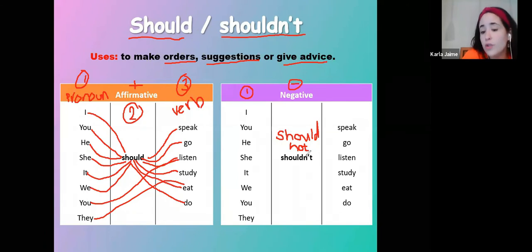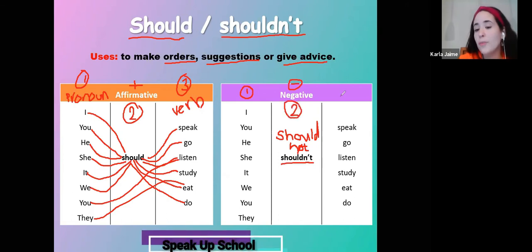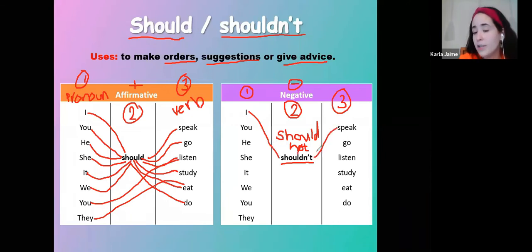So if we do it the short way, then we take off the O, add an apostrophe, and add T. So it becomes shouldn't, right? So you have your pronoun, you have the word shouldn't, and then you have your verb in your base form, and then you can add your complement. So I shouldn't speak Spanish during my French class. You shouldn't go to the movies by yourself.